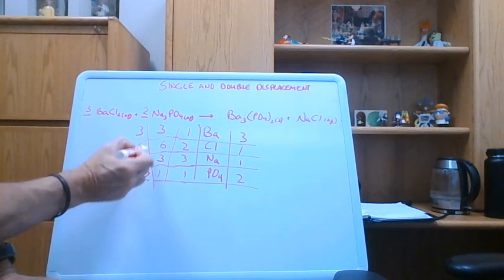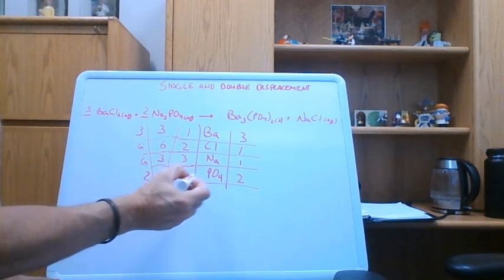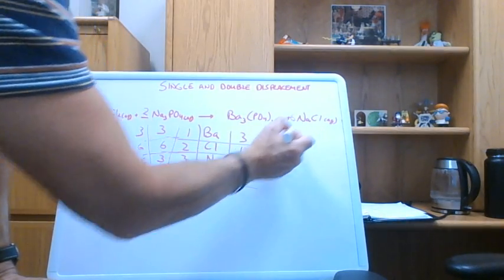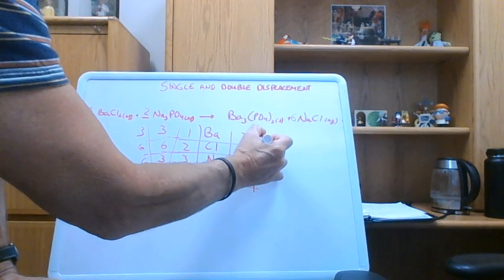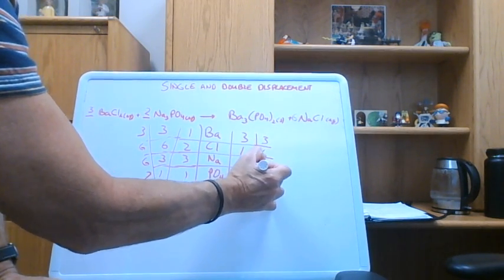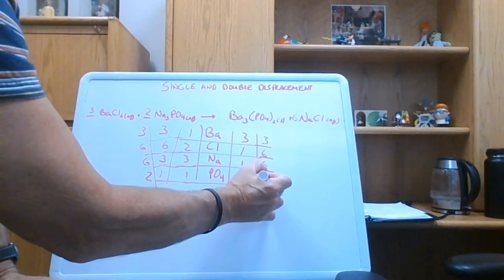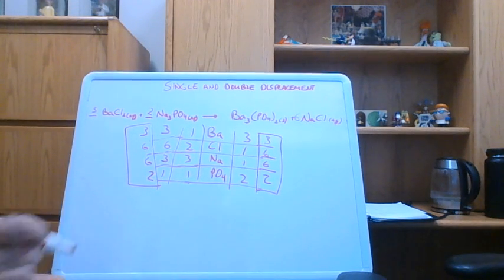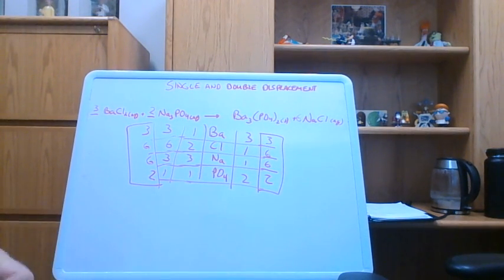The only thing that's not balanced here are our sodium and chlorine. So we have 6 sodium and 6 chlorine on this side, so we can put a 6 here. Now we have 3 of these. We have 6 chlorine atoms, 6 sodium atoms, and 2 phosphates. So now we have a balanced chemical reaction.